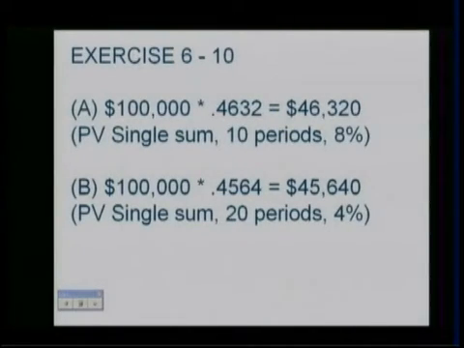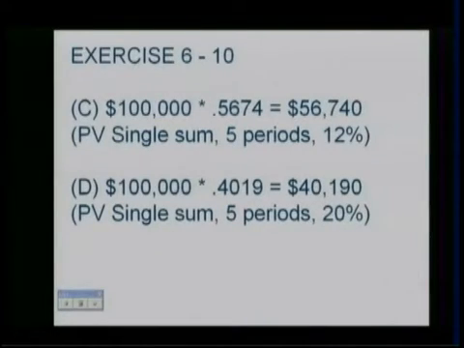But since you're doing it 4 times, you would only use 1/4 of the interest rate, so 16% divided by 4 would be 4%. So now you go to the present value of a single sum, and this time you look up 20 periods at 4%, and you find out it's $45,640.